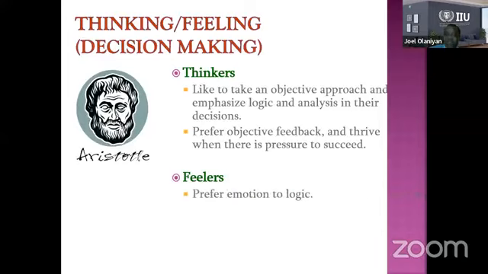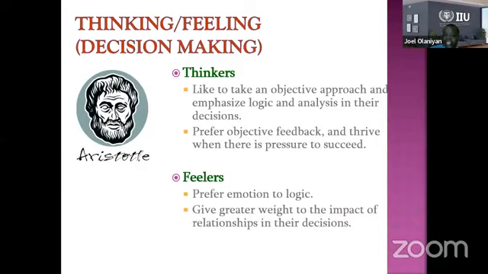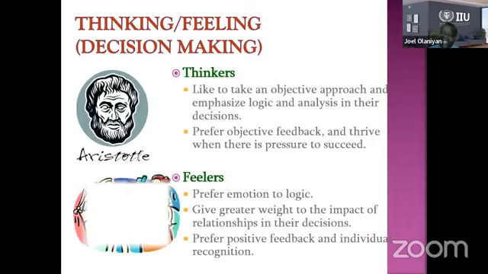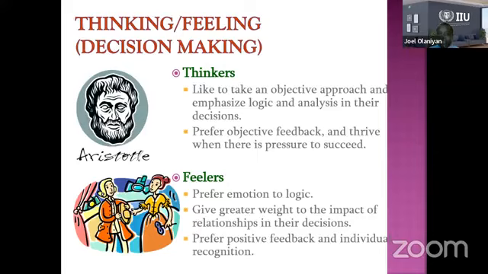The second type of people here are feelers. They prefer emotions to logic. They give greater weight to the impact of relationships in their decisions. And of course, they prefer positive feedback and individual recognitions. So the feelers and the thinkers, they are more or less into the affective domain of learning. But this is the outcome of what? Of the learning styles into the multiple intelligence. When they are well harnessed, it gives us the outcome that you are seeing on the slide. Let's look at another category.